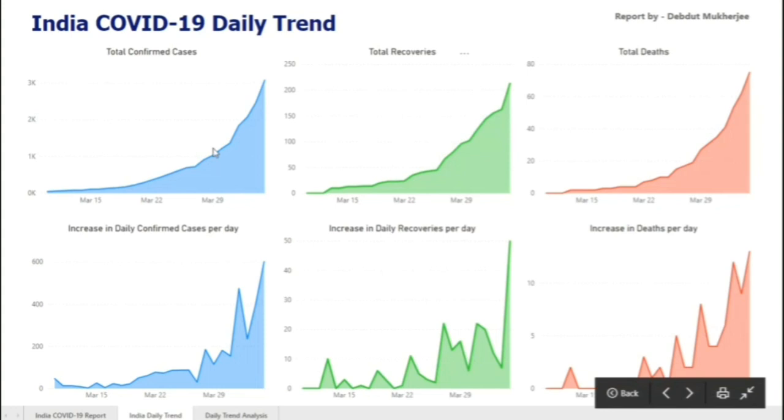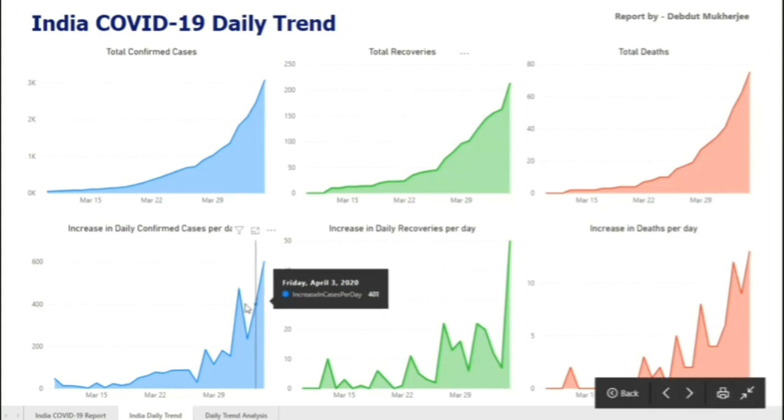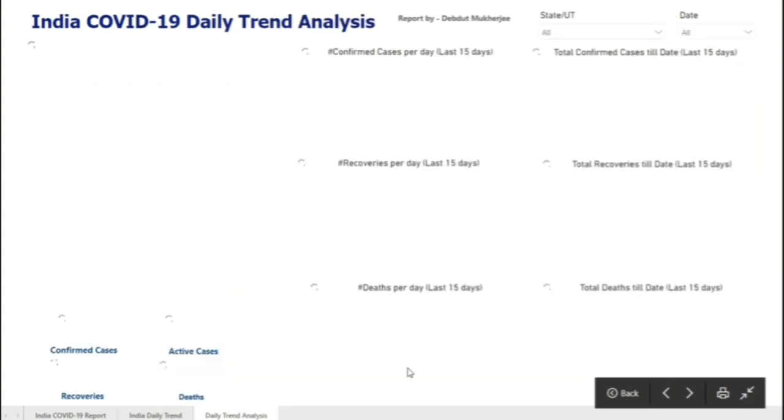Now we can see that on 2 specific days, we need to analyze what went wrong on the 1st of April, and also on these days, 1st to 4th of April. We'll analyze that. The next is the daily trend analysis that we are going to perform now.